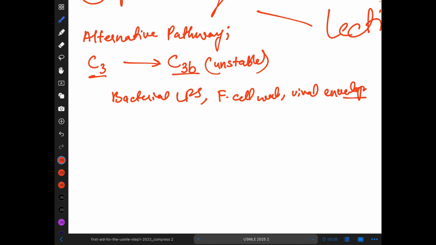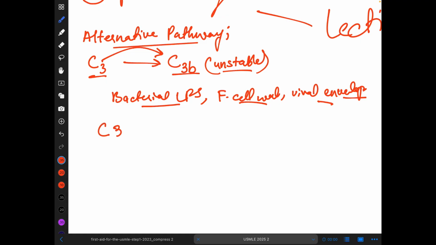Again, I am repeating, C3 is converting into C3b spontaneously in the alternative pathway. And it is unstable. If it is unstable, it will be destroyed rapidly. But for stabilization, it has to bind with components on the surface like bacterial lipopolysaccharides, fungal cell wall, or viral envelope. The stable C3b can be bound by complement protein B, and complement protein D clips B bound to C3b.